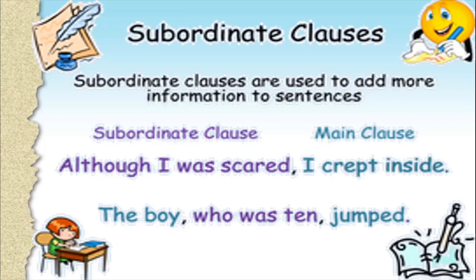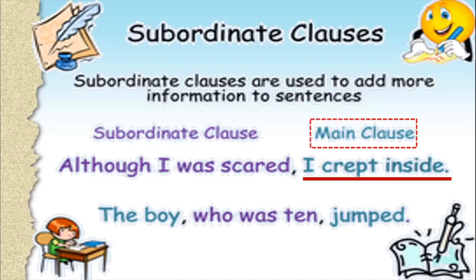So, subordinate clause and main clause. The subordinate clause is given in purple letters and the main clause is given in blue letters. I crept inside. It has got complete meaning. So this is the main clause. Now, I crept inside means slowly I tried to get into a place. Creeping is not exactly a movement which is associated with human beings. Creeping is done by insects or by snakes, lizards, etc., reptiles.